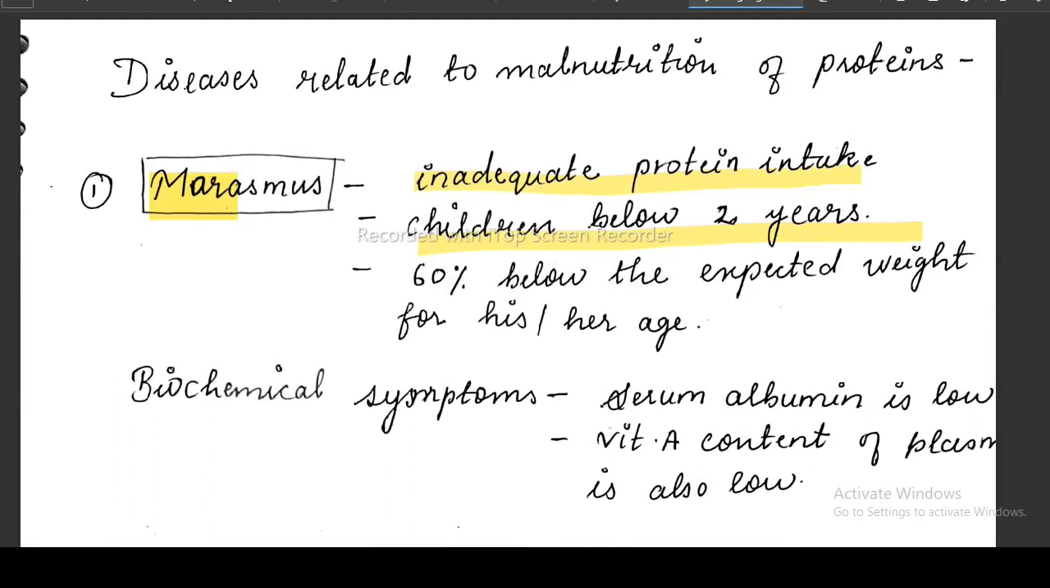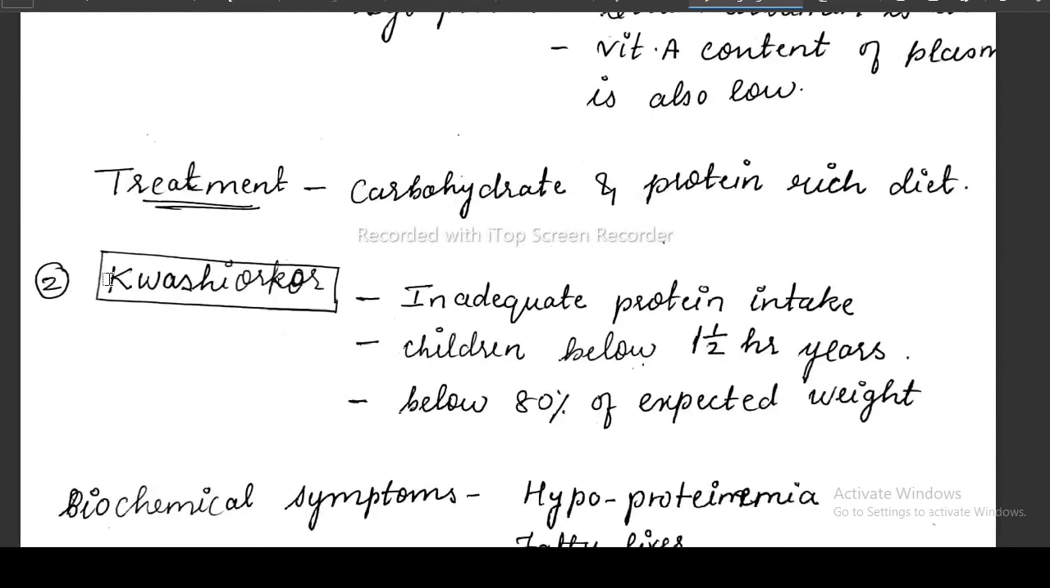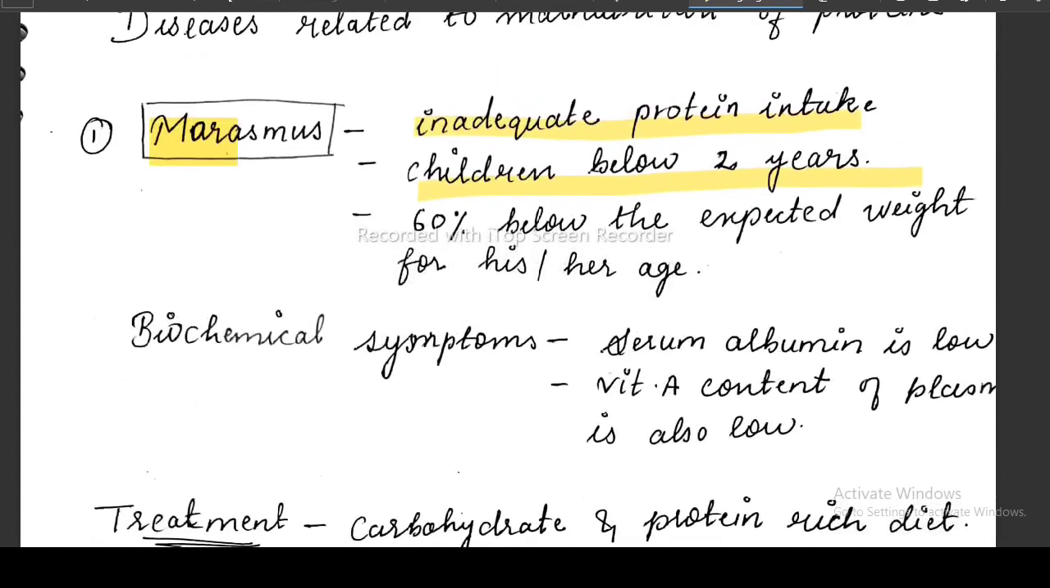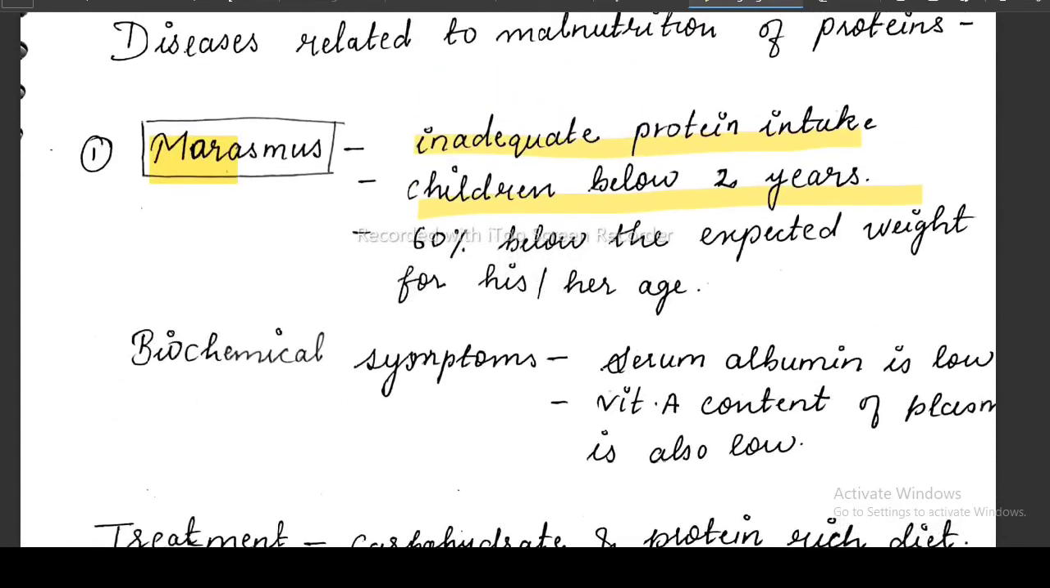Next we have diseases related to malnutrition of protein. So that is protein energy malnutrition, PEM, which is due to consumption of inadequate protein or fewer calories in the diet. So in that we have two diseases due to deficiency of protein, that is marasmus and kwashiorkor. Let's see the very first, that is marasmus.